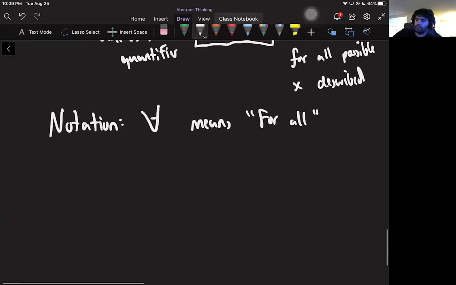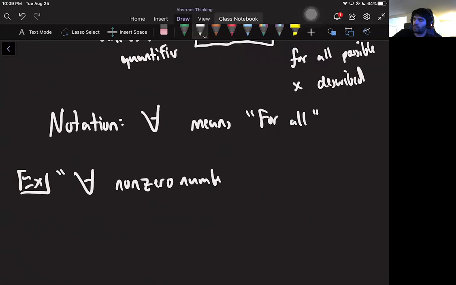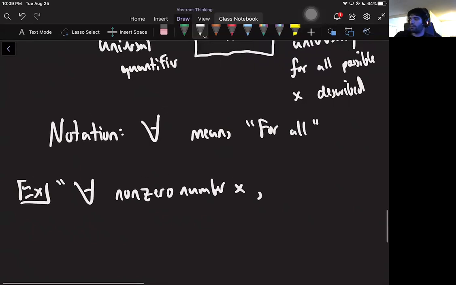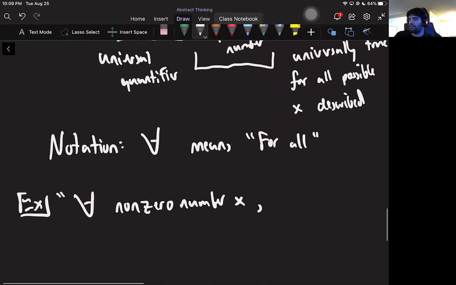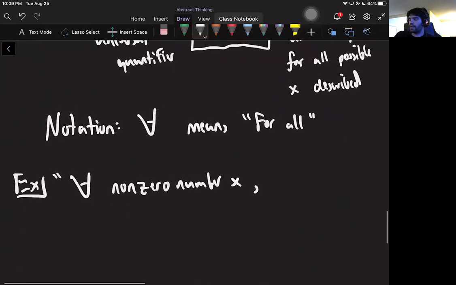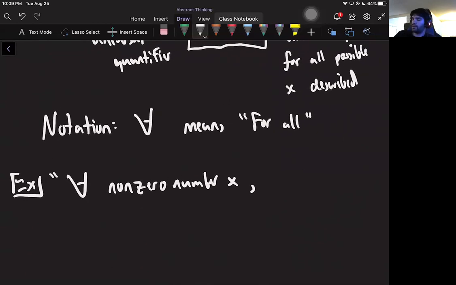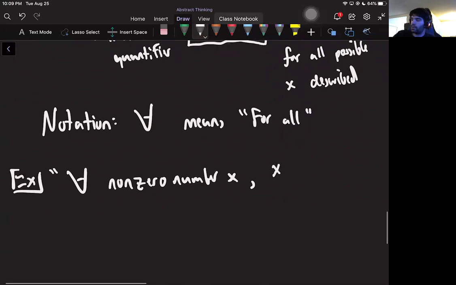So then, here's an example we can think about. If I write this, if I say for any non-zero number x, so I'm using the universal quantifier for any, and then I'm describing the types of numbers that x is allowed to be, and then I'm going to write a predicate. How about this? X squared is bigger than 0. So this is something I can write now with my fancy new notation.